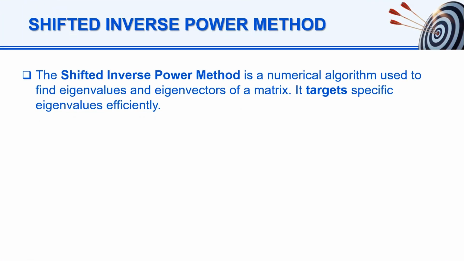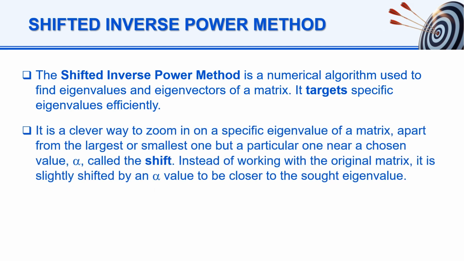The shifted inverse power method is a numerical algorithm used to find eigenvalues and eigenvectors of a matrix. It targets specific eigenvalues efficiently. It is a clever way to zoom in on a specific eigenvalue of a matrix, apart from the largest or smallest one, but a particular one near a chosen value, alpha, called the shift. Instead of working with the original matrix, it is slightly shifted by an alpha value to be closer to the sought eigenvalue.